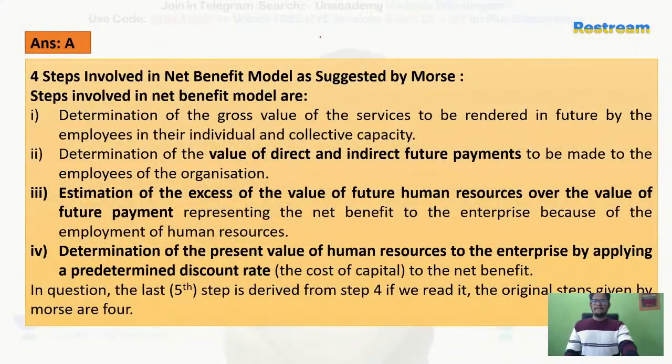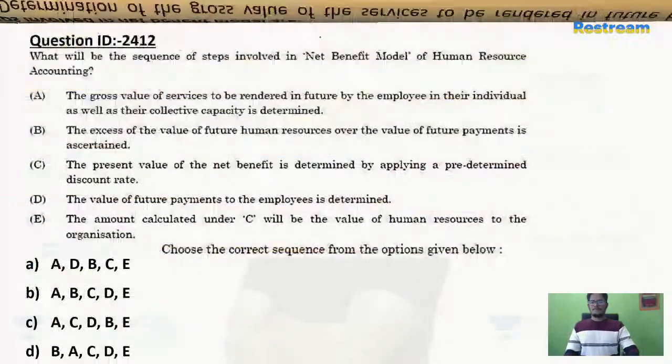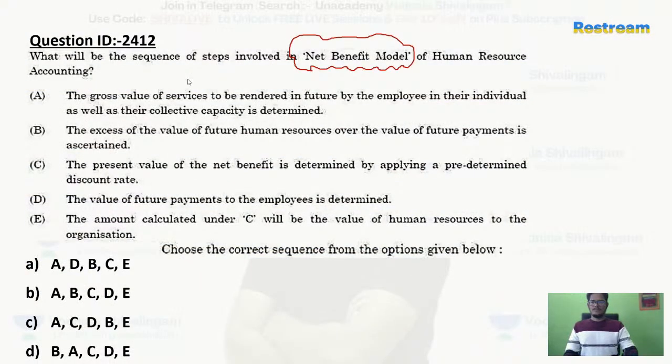Answer is option A. That is A, gross value of services rendered in future by the employee in their individual as well as collective capacity is determined. So the employee who exists, what will be the services rendered in the future? Number one. Later, the future payments, what we are going to make to that particular employee who is going to render the service in future.